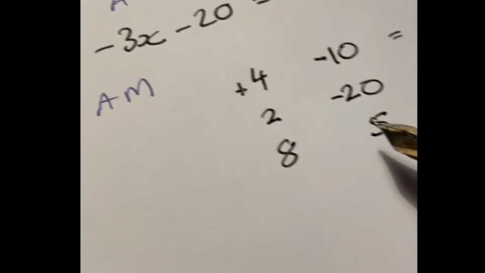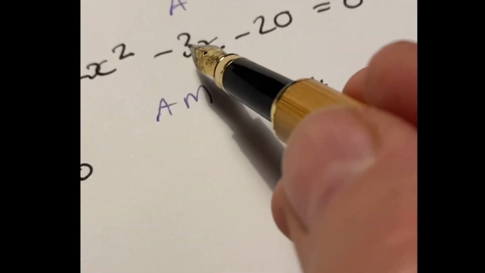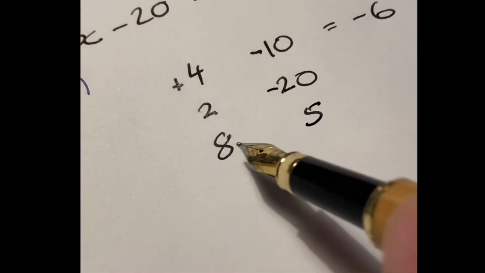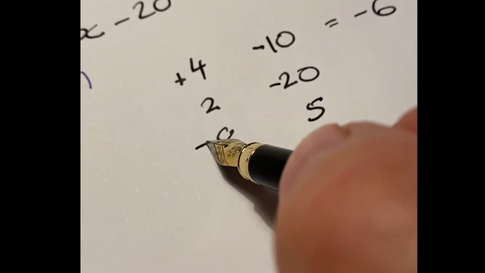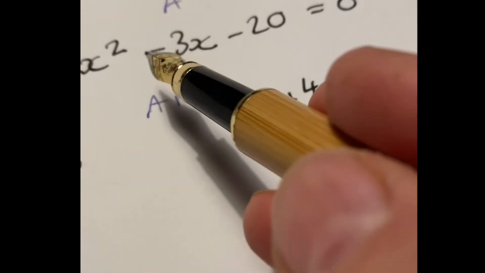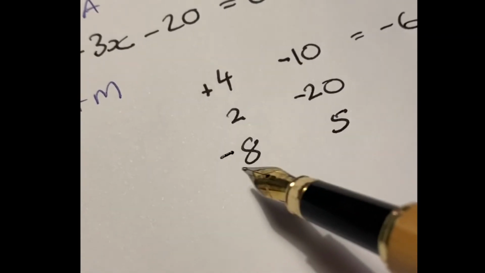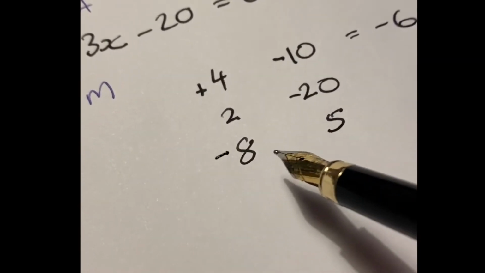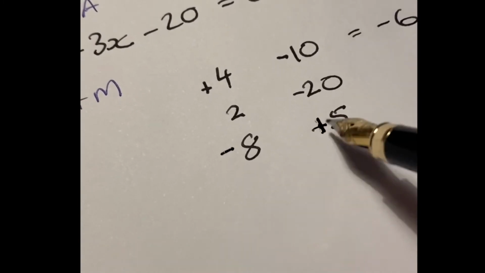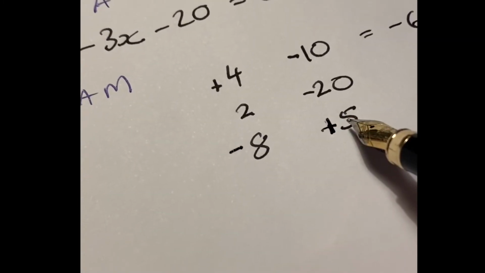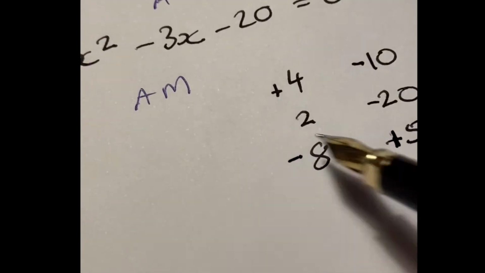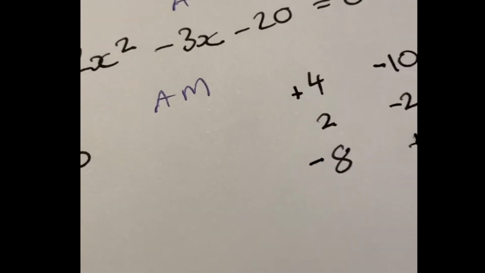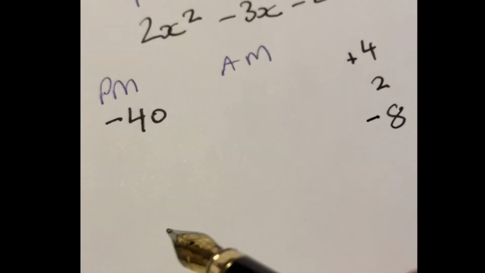Now, 8 and 5, because I want a negative 3, I want the bigger guy to drag this down below sea level. So that's the guy that needs to be a negative, because I want it to go negative. So the bigger guy has to be the negative, and that's my positive. I times those together, I get my negative 40, which is what I was looking for. And when I add them together, I get my minus 3. So that's really cool.